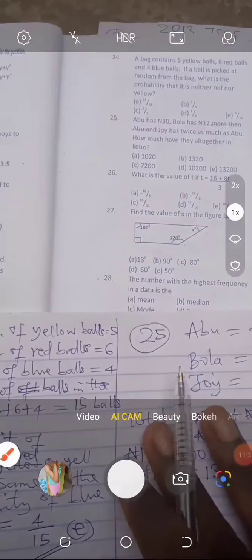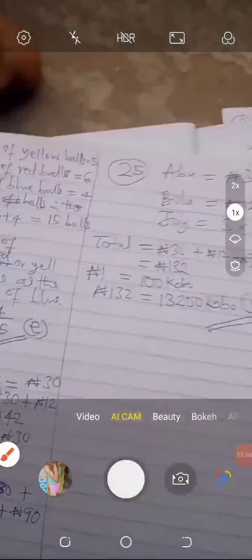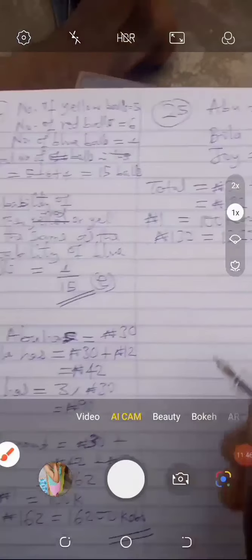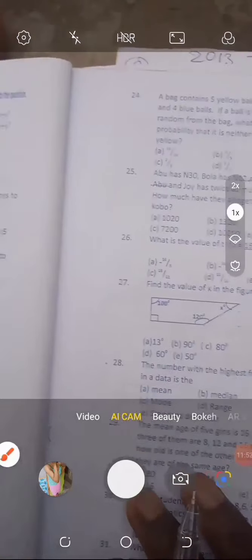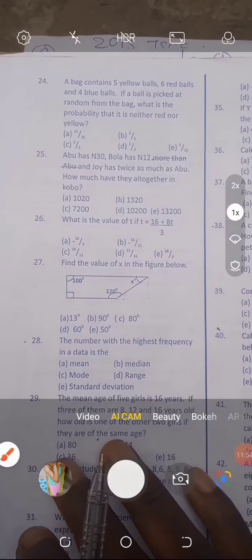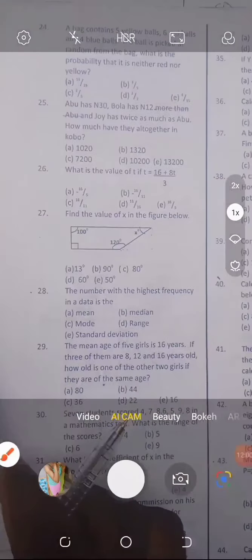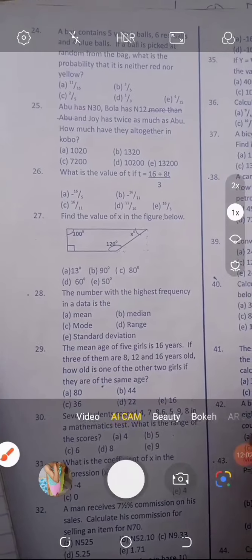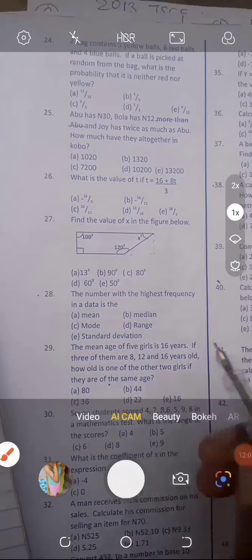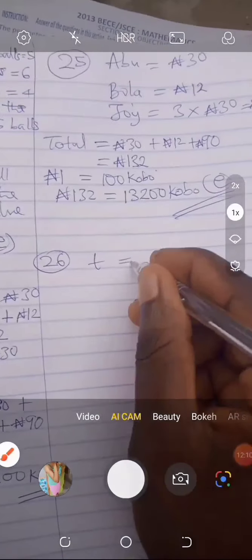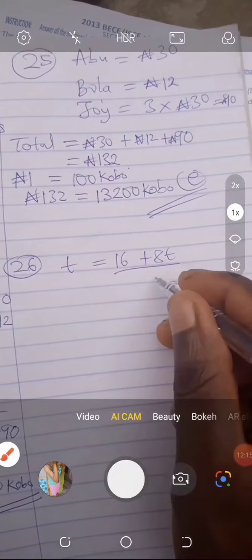Now let's go to question number 26. Question number 26, very fast. Question number 26 says, what is the value of t in this expression? t is equal to 16 plus 8t all over 3.